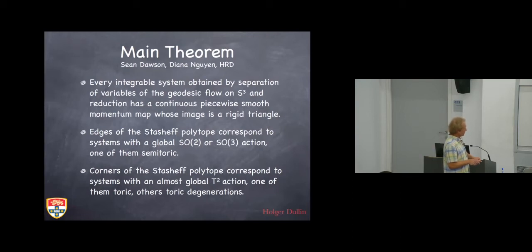And the corners of the polytope correspond to systems which have almost global T2 actions. So one of them has a global T2 action. That's the one at the top corner that I talked about. And then the others, that are spherical coordinates, are only almost as good. They are toric degenerations. And I think Alexa and Sasha had recently a PhD student that worked more on that.